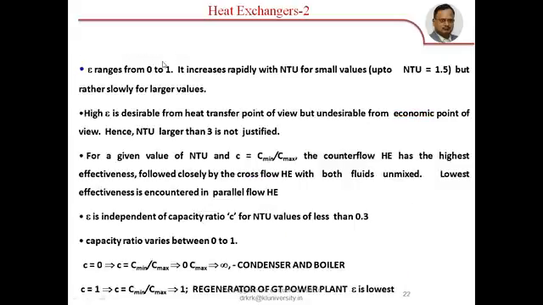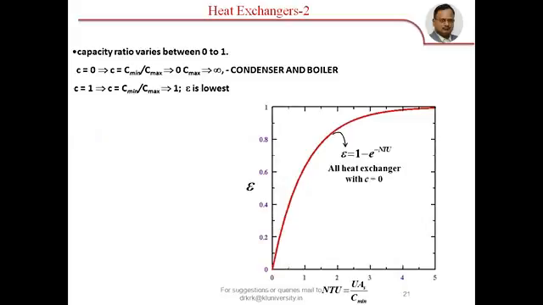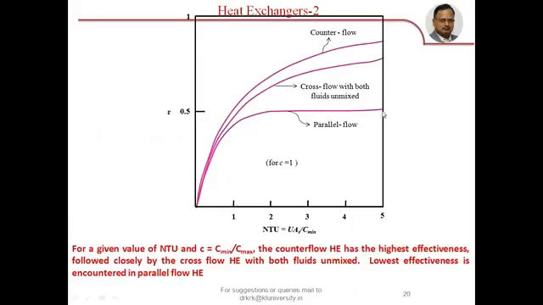So now, in a nutshell, what we have seen from the effectiveness and NTU relations. Effectiveness ranges from 0 to 1. It increases rapidly with NTU for small values, that is roughly up to 1.5, but thereafter slowly for larger values. The slope decreases. You might have observed this graph: up to 1.5 it rapidly increases, and afterwards the slope falls down.